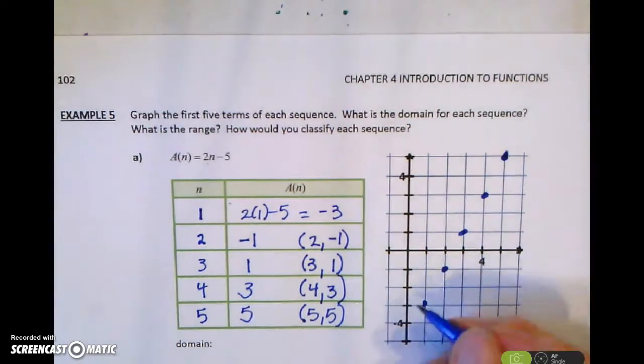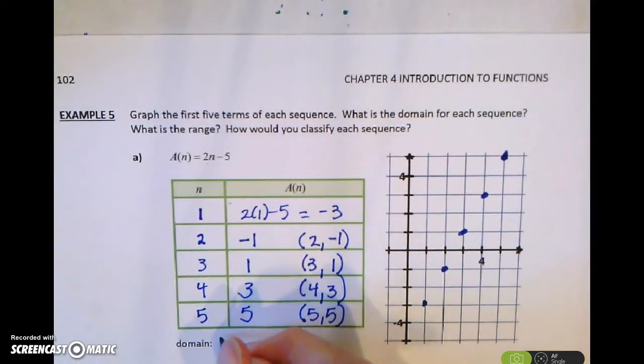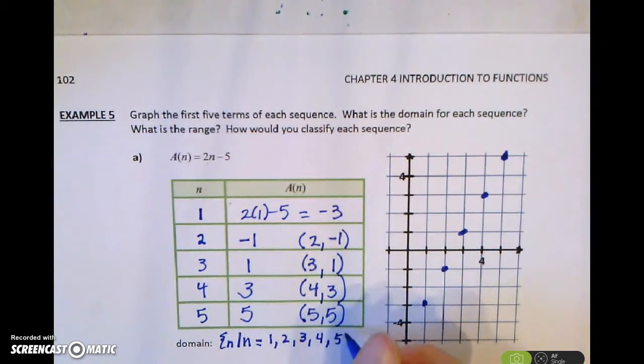The domain, you can see it's discrete. So our domain is going to be all values of n such that n is equal to 1, 2, 3, 4, and 5. The range is a of n, which is going to be equal to negative 3, negative 1, 1, 3, and 5.